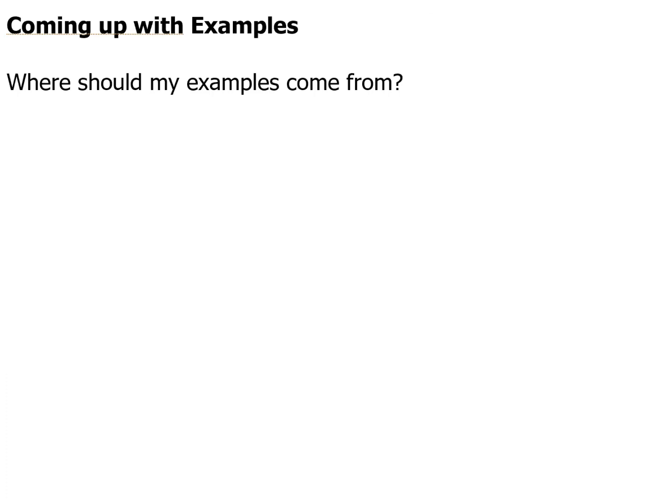Okay. Once we have a few arguments and claims, we need to come up with examples that support those arguments and claims. And that leads to this question. Where should my examples come from? Now, you may be tempted to use the pro-con list we made to try to think of examples, but that's not the best way to go. The pro-con list is meant to inspire examples, not be a perfect match to a specific event.